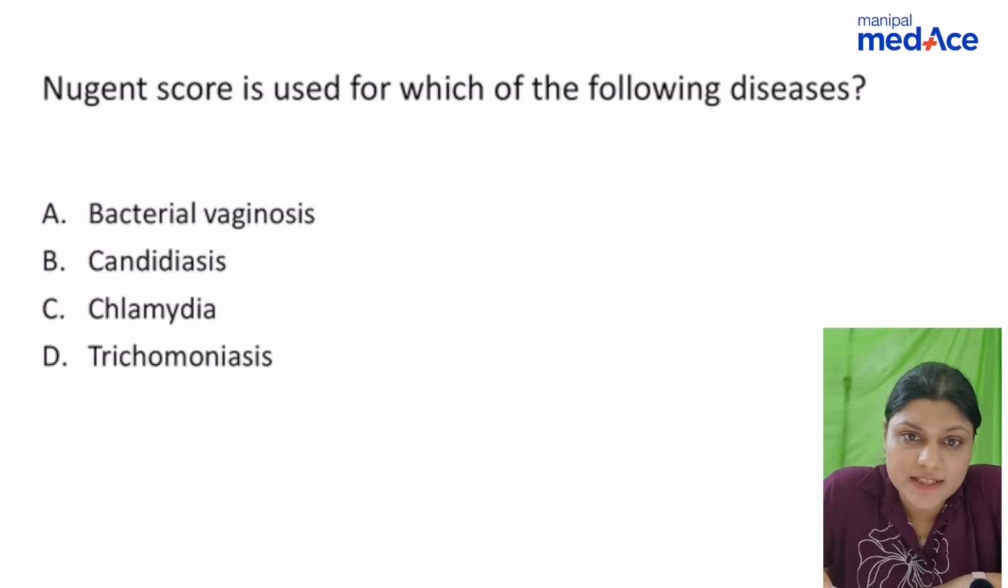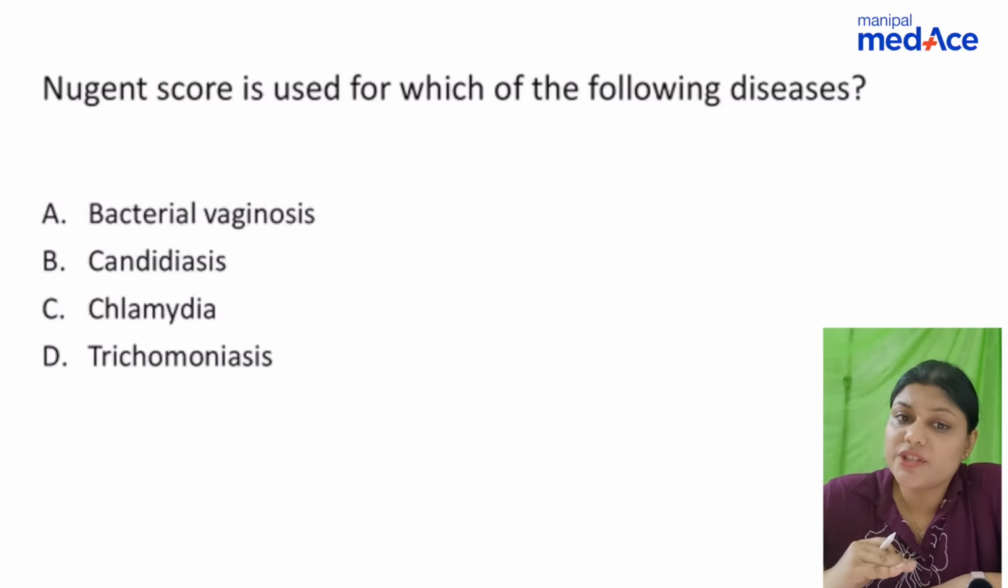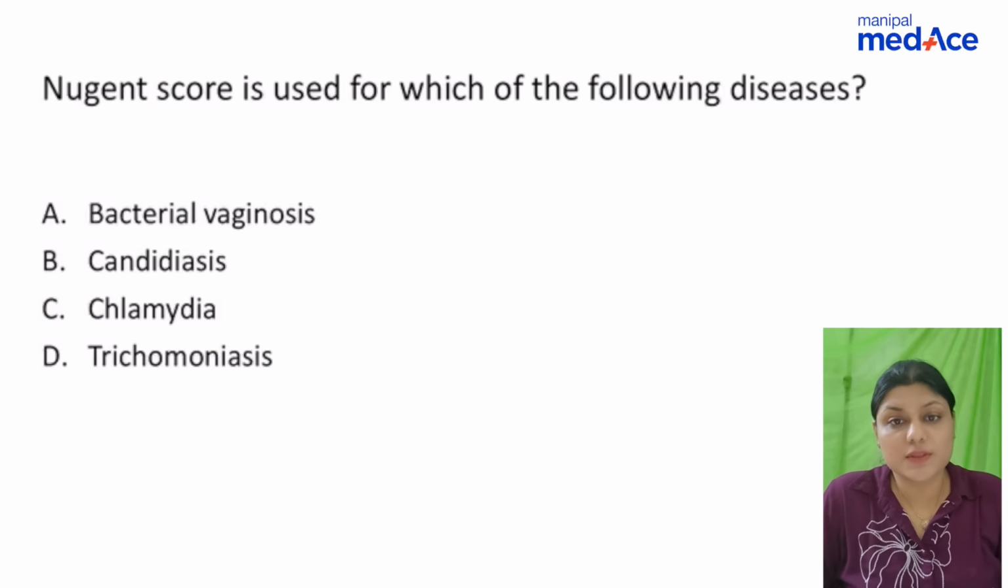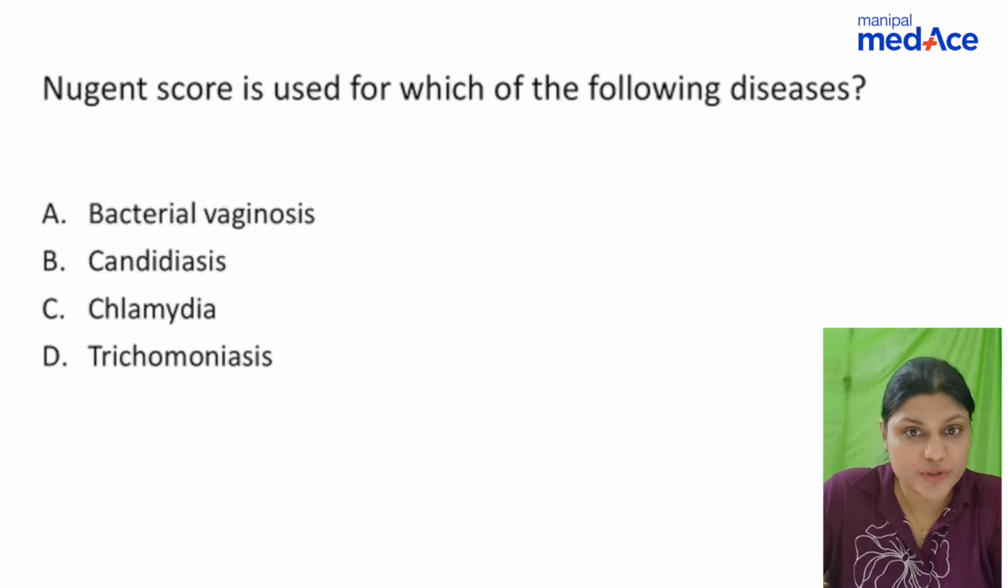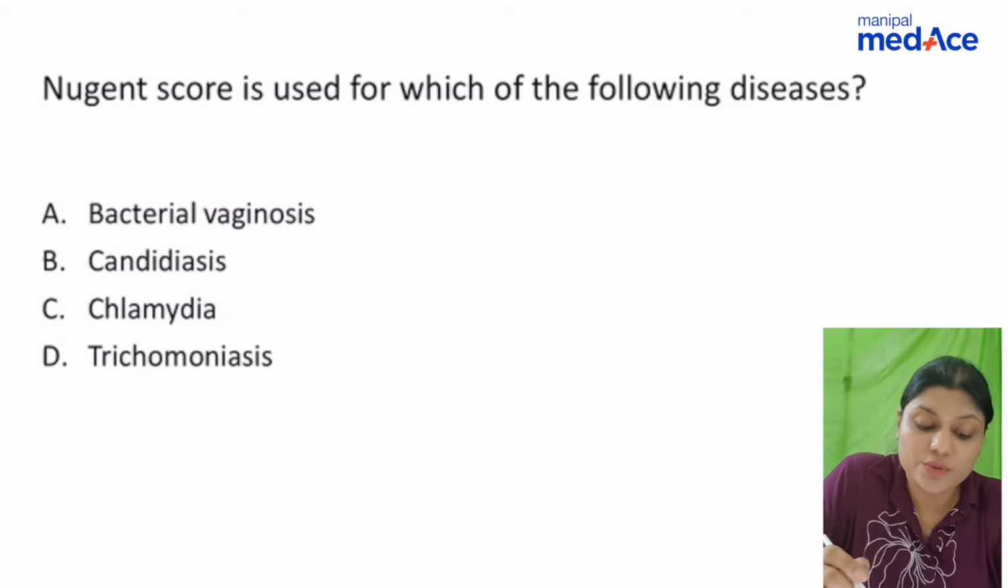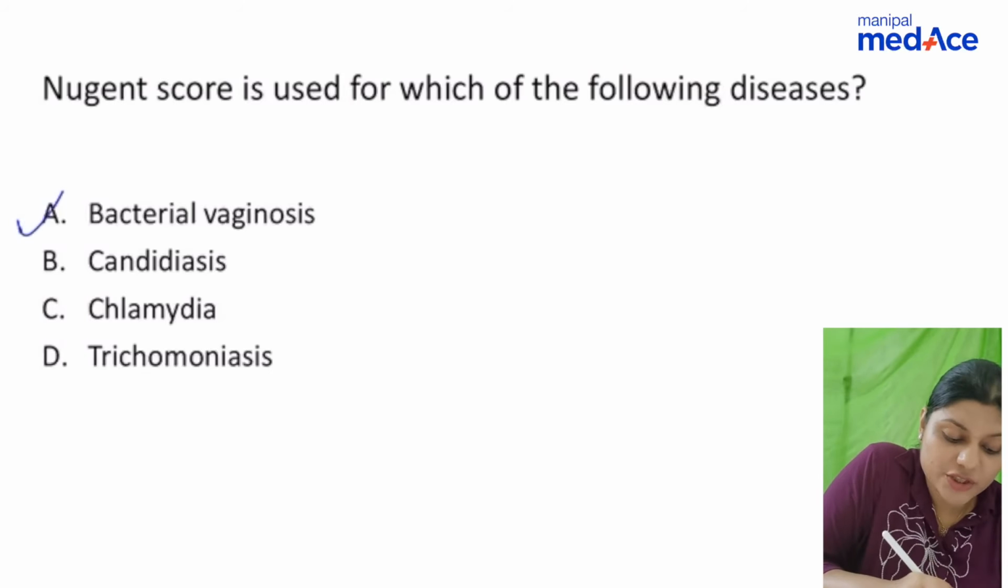So what happens is there is decrease in lactobacilli and there is increase in Gardnerella, anaerobes, mycoplasma, right? So in those cases, the Nugent score increases. So 0 to 3 indicates there is presence of lactobacilli, right? In bacterial vaginosis, the score will increase, indicating the presence of other organisms. So Nugent score is used for bacterial vaginosis.